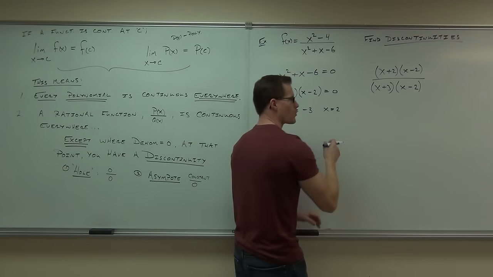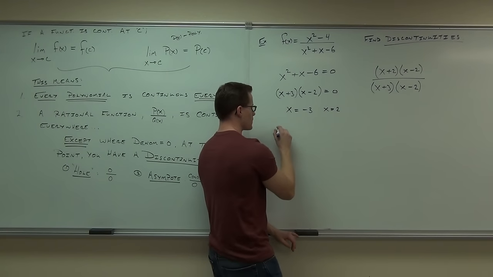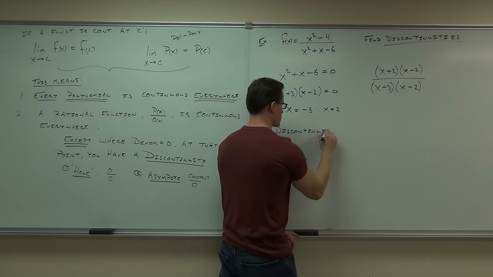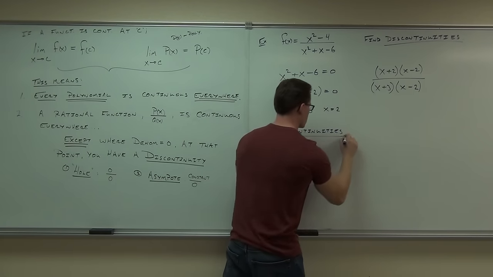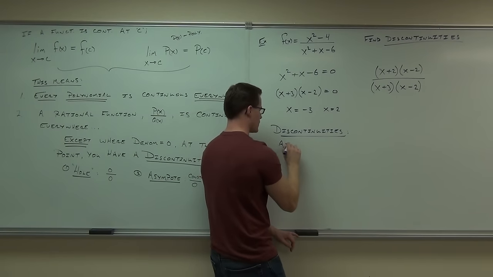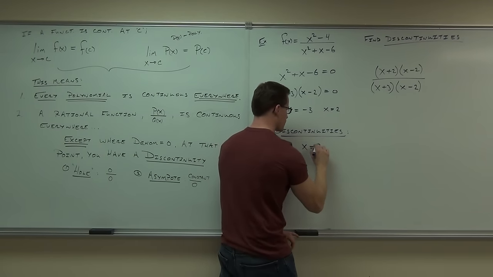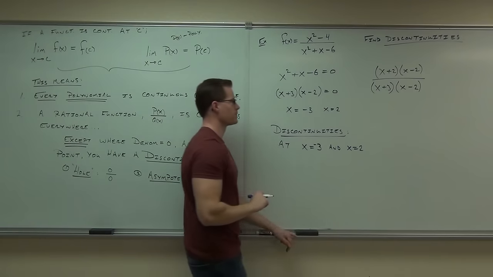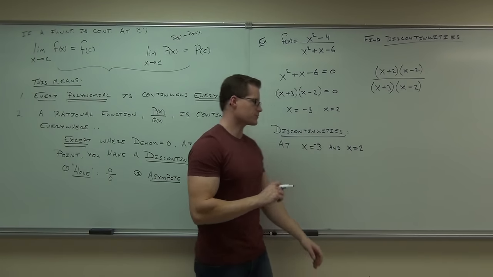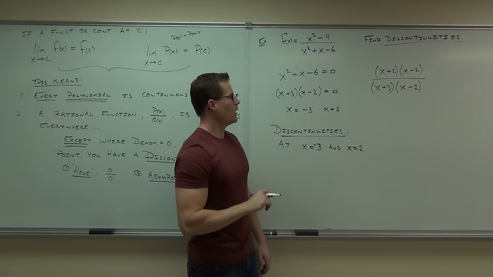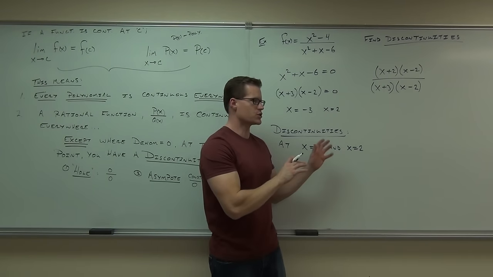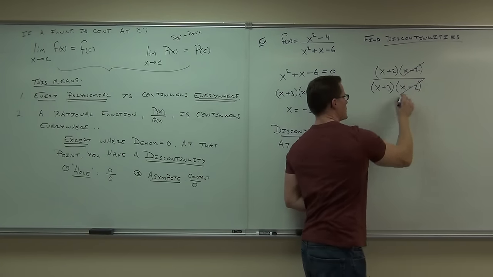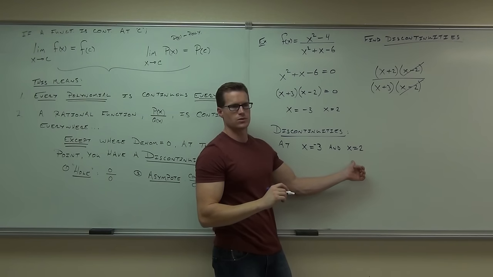So, firstly, write down where your discontinuities are. So, discontinuities at x equals negative 3, and x equals 2. This will tell you which is which. Which one can you cross out, the 2 or the negative 3? The 2. If you can cross it out, what does that tell you about the discontinuity at x equals 2?